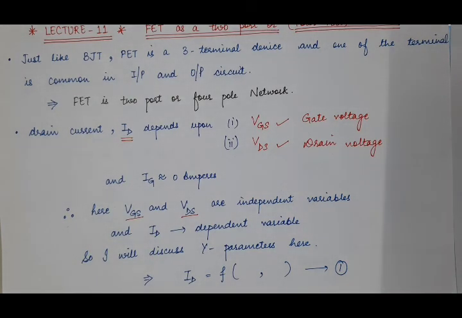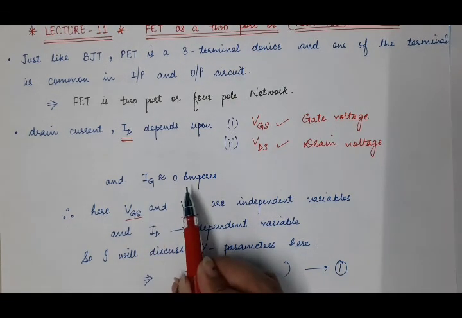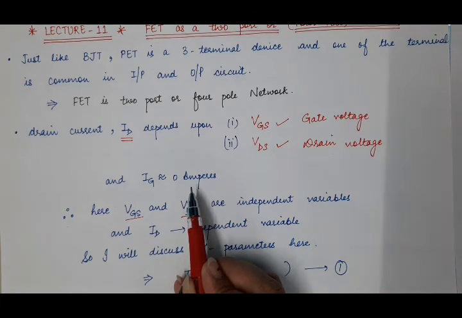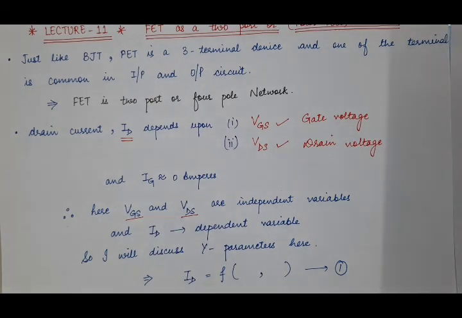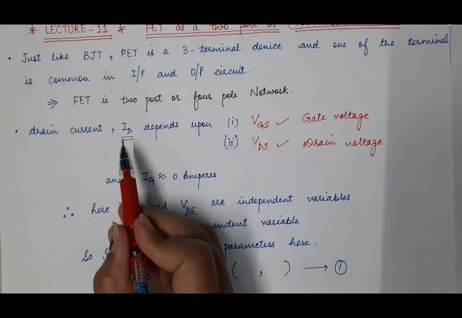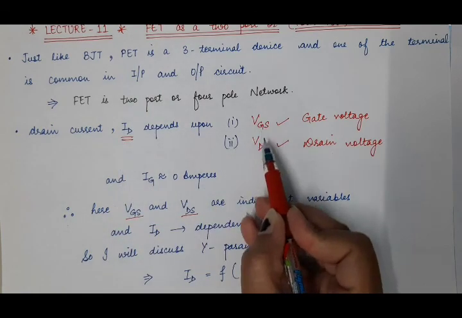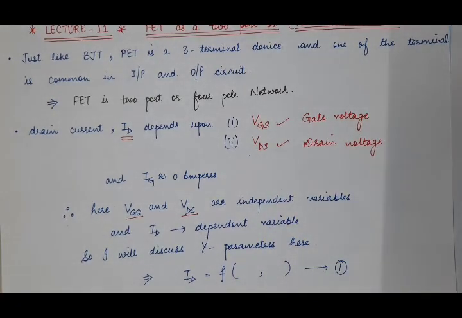And one other current in this FET, that is gate current, is approximately 0 amperes. Why? Because the gate junction, the gate source junction, is always reverse biased. So because of the high input impedance of the reverse biased junction, current through the gate terminal is 0. So we will only discuss this drain current, which is the dependent parameter, and it depends for its value on these two independent parameters, VGS, that is gate voltage, and VDS, that is drain voltage. And here source is common between the two.